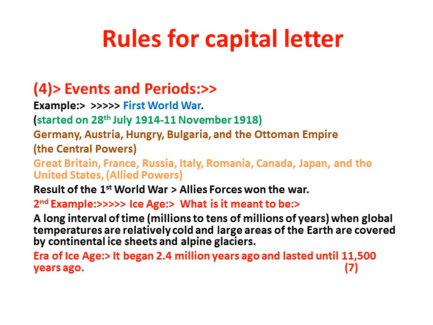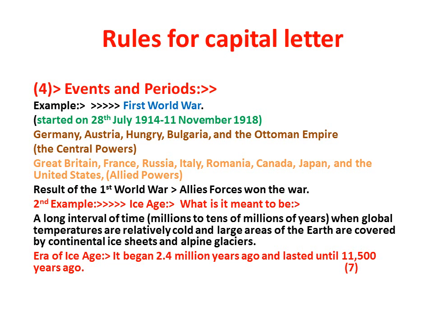Germany, Austria, Hungary, Bulgaria and the Ottoman Empire were on one side and were called Central Powers, and their opponents were Great Britain, France, Russia, Italy, Romania, Canada, Japan and the United States of America, and they were called Allied Powers. What was the result of the First World War? The Allied forces won the war.